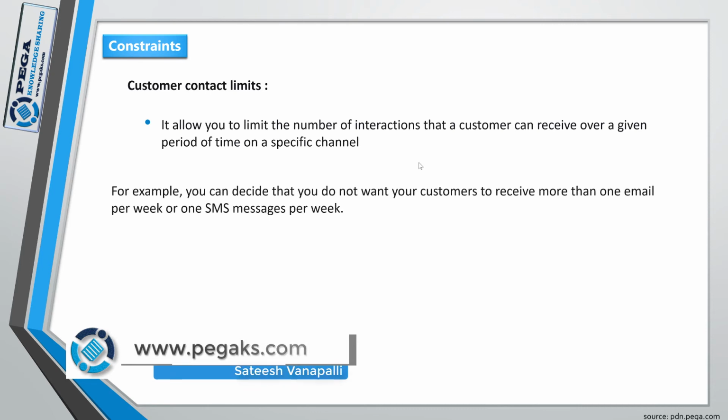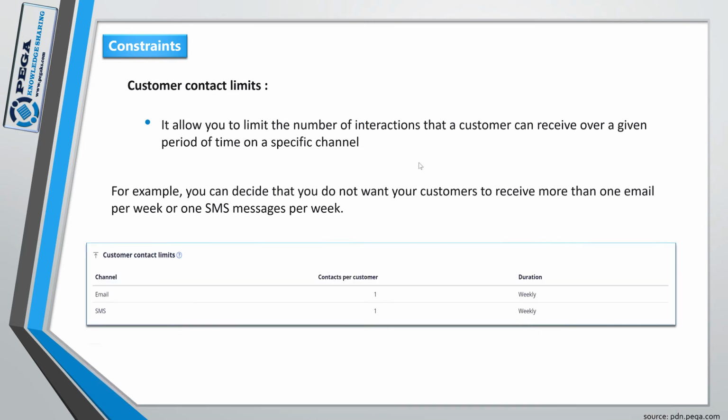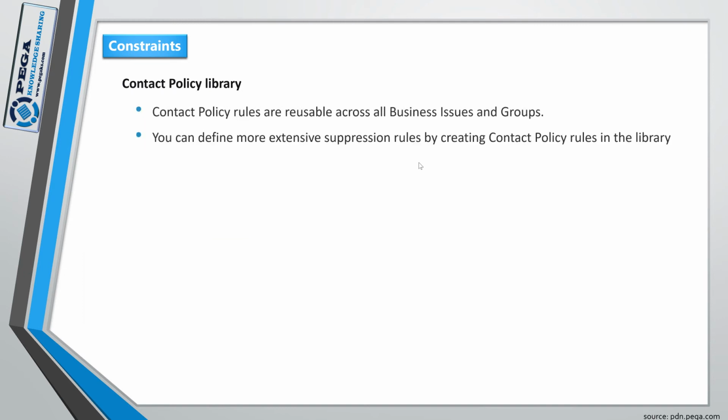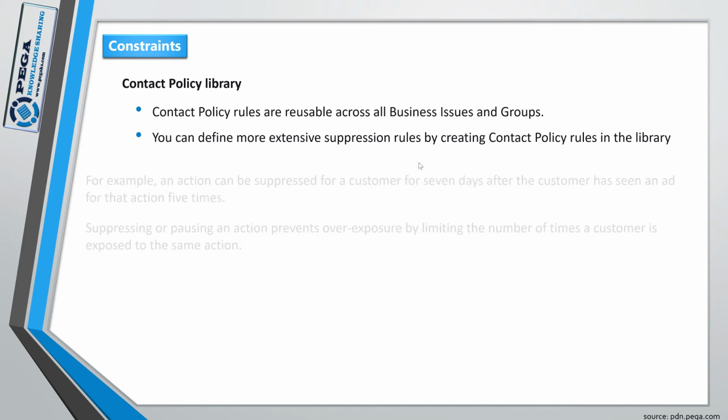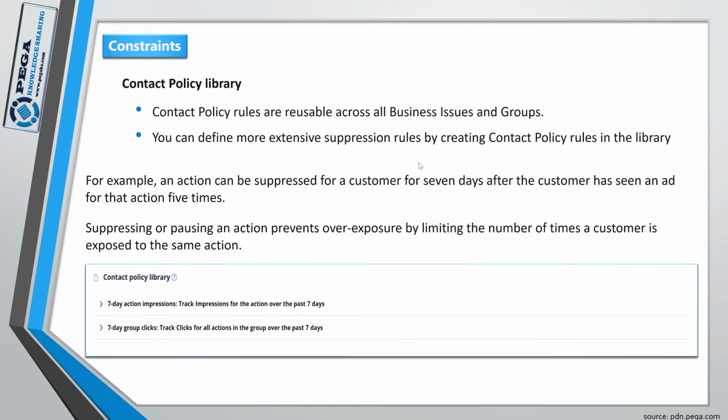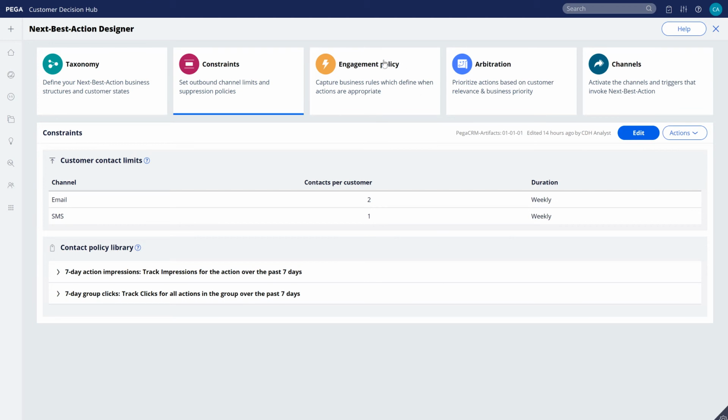For example, you can decide that you don't want your customers to receive more than 1 email per week or 1 SMS message per week. Contact policy library rules are reusable across all business issues and groups. You can define more extensive suppression rules by creating contact policy rules in the library. For example, an action can be suppressed for a customer for 7 days after the customer has seen an ad for that action 5 times. Suppressing or passing an action prevents overexposure by limiting the number of times a customer is exposed to the same action. Now let's go to the third component called engagement policy.